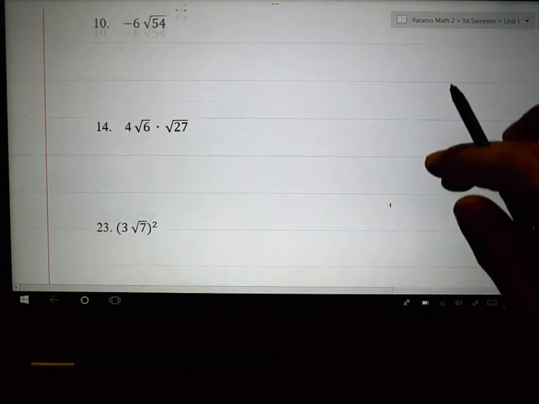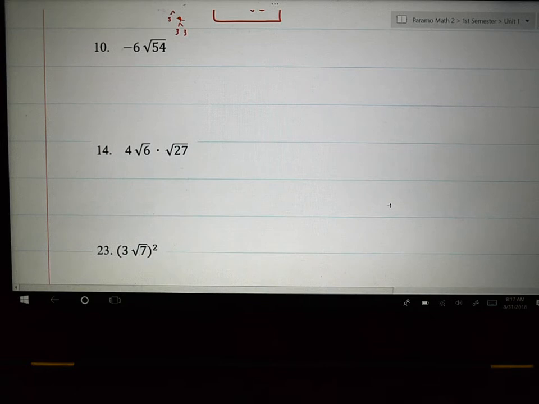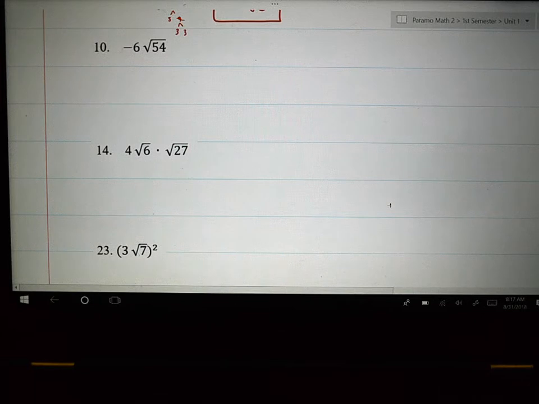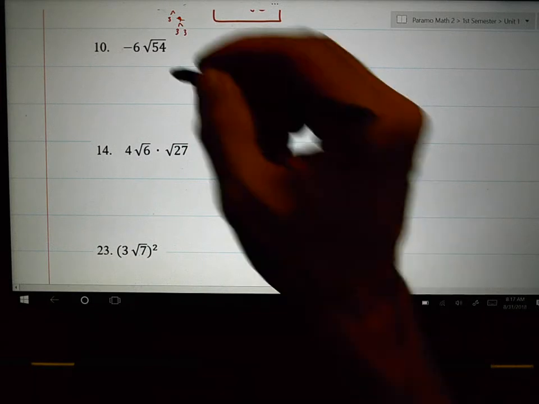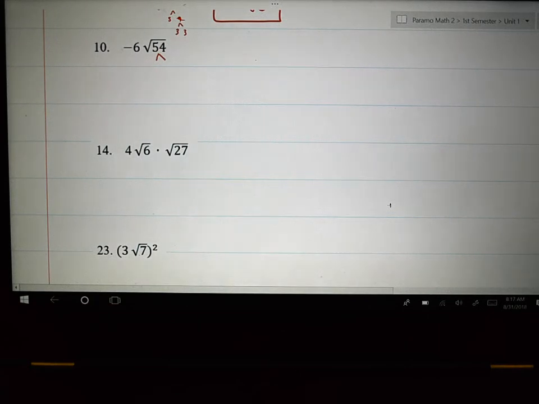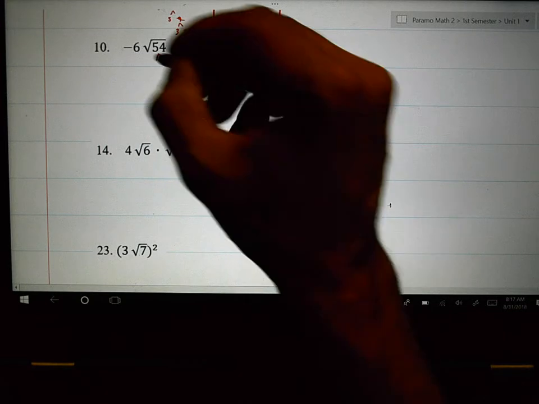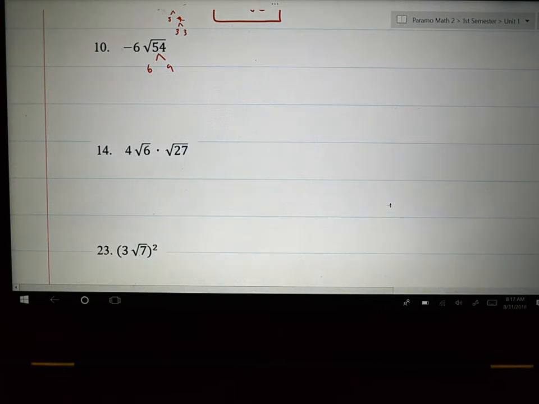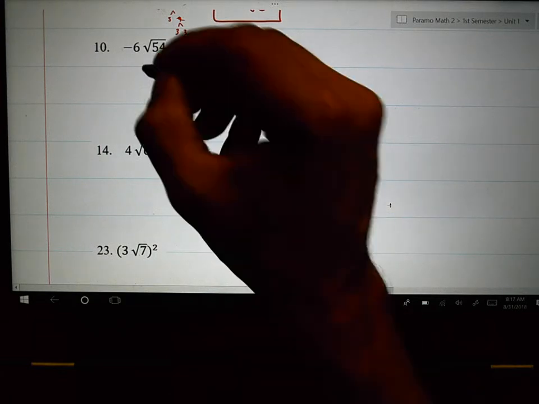I have 3 more examples of how it gets a little bit harder. If you would like to do these 3 more examples on your worksheet, you are welcome to do so. So for number 10, I have negative 6 root 54. The first thing I would probably do is break down this 54. If you know 2 numbers that multiply to be 54, say the 2 numbers. 6 and 9. I heard most people say 6 and 9. 6 times 9 is 54, I agree. Now the 6 breaks apart.